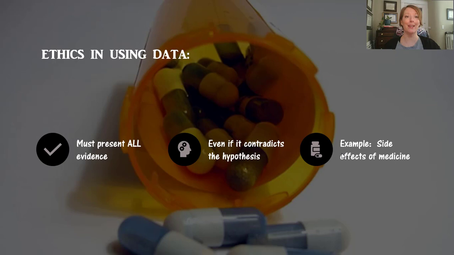When we use data, and most research has some type of data, we have to present all of the evidence, even if it contradicts the hypothesis. So if you are doing the research study that we were talking about earlier on a medication that is intended to help people with depression, if there are some very bad side effects, or even if they're moderate side effects, you have to disclose those side effects so that people have all of the information that they need to make a good decision. And you have to report it to the Food and Drug Administration.